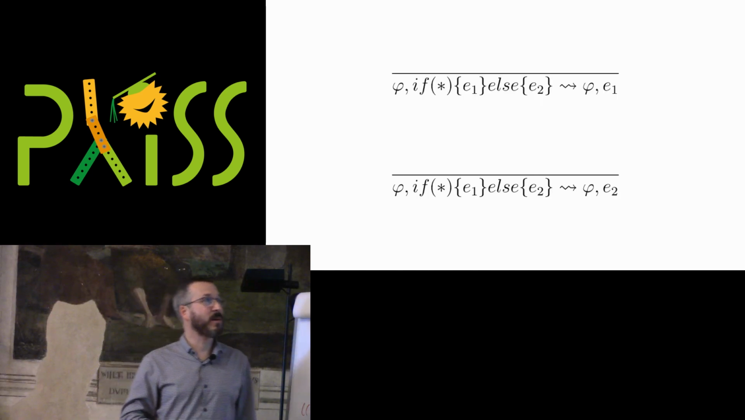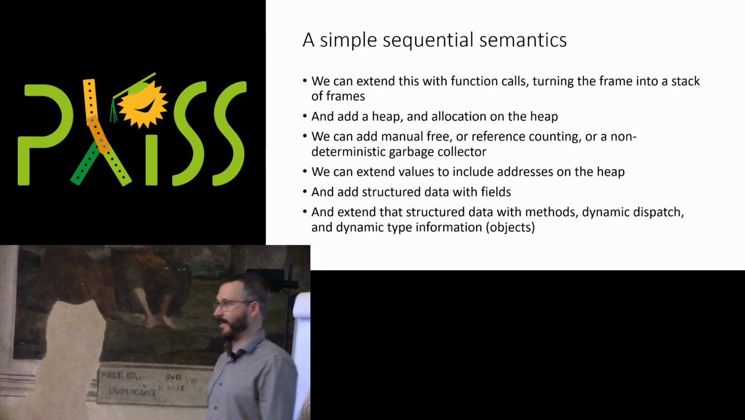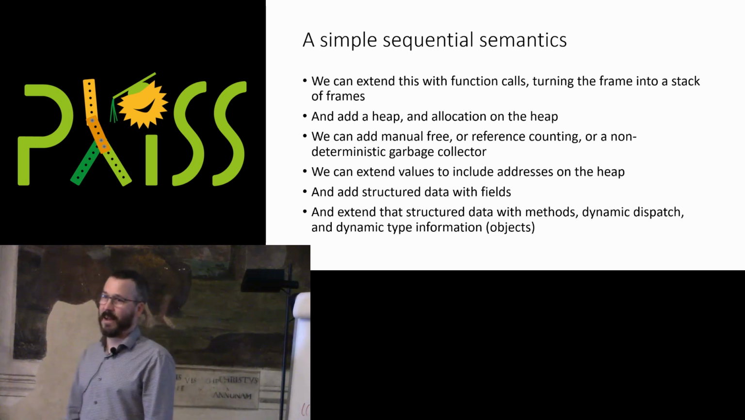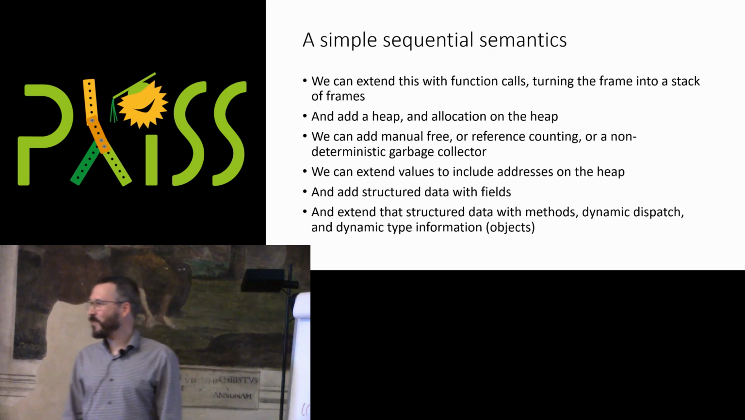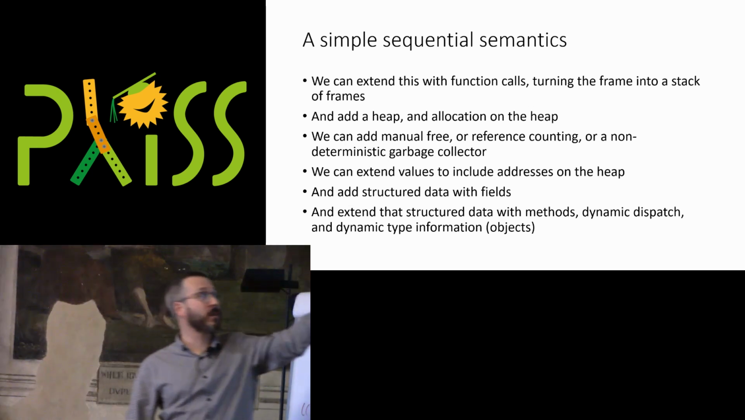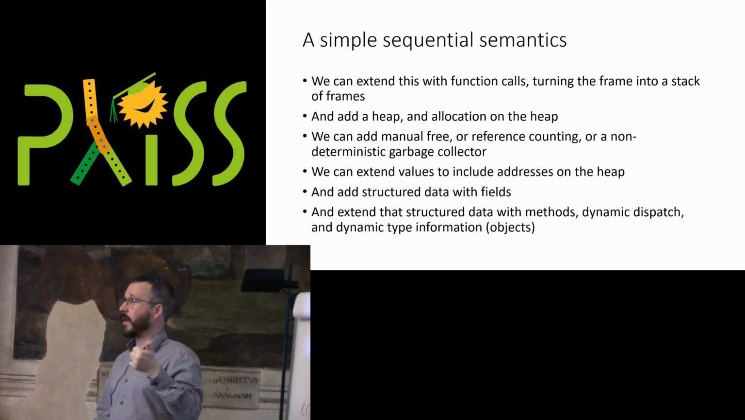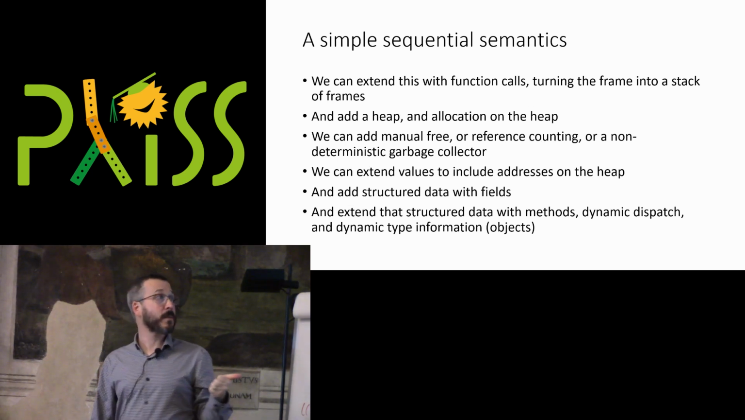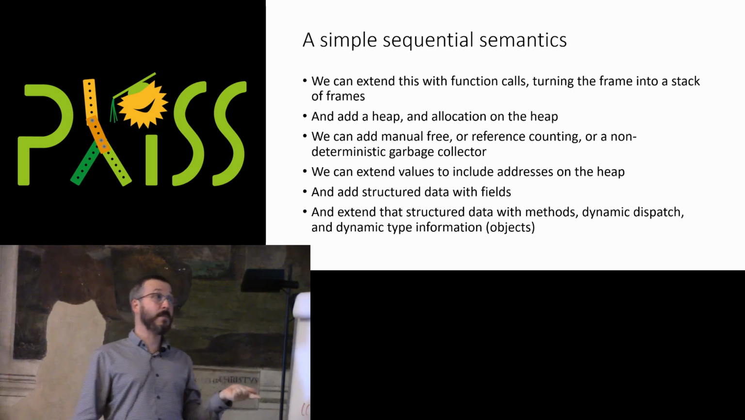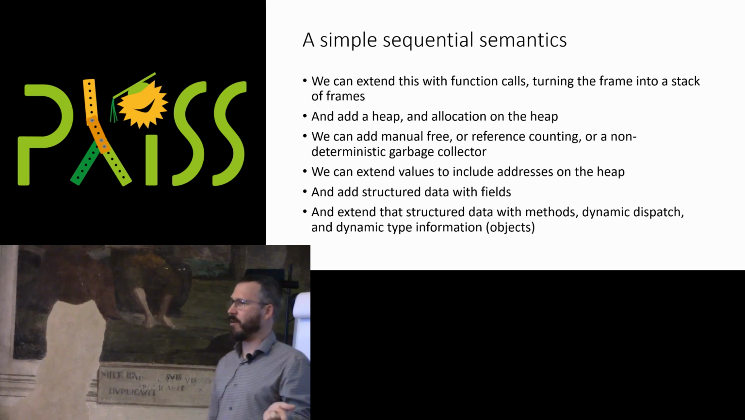All right, so that is a very simple sequential semantics. And as you all have already started pointing out, this doesn't really give you a programming language. It just gives you the start of how you execute inside a frame. We can add function calls, and now we turn the frame into a stack of frames. That's super good. And frankly, not that hard. That's a really easy thing to add to a sequential semantics. We can add a heap and allocation on the heap. That may sound hard, but actually that's not that hard either.